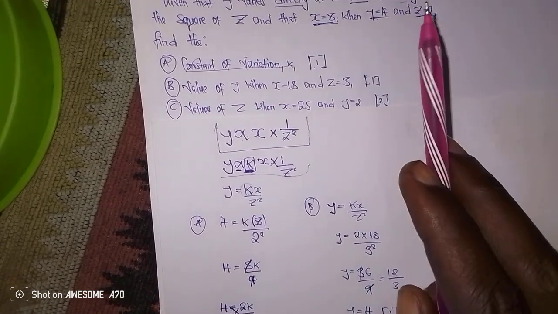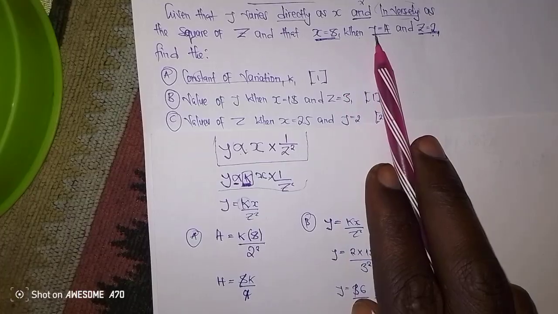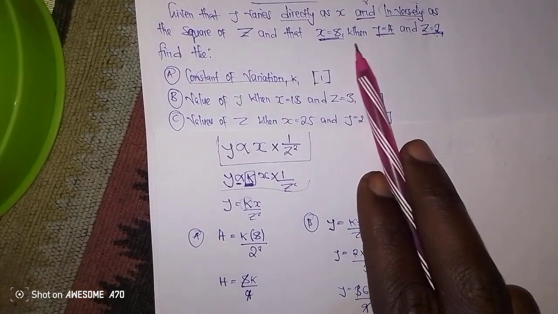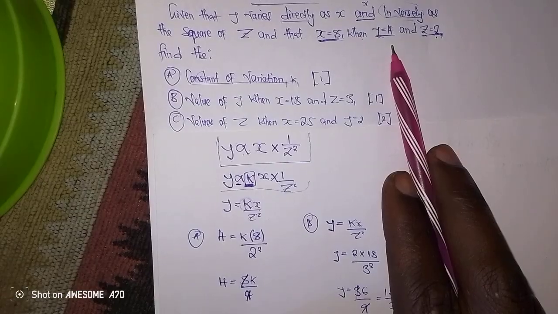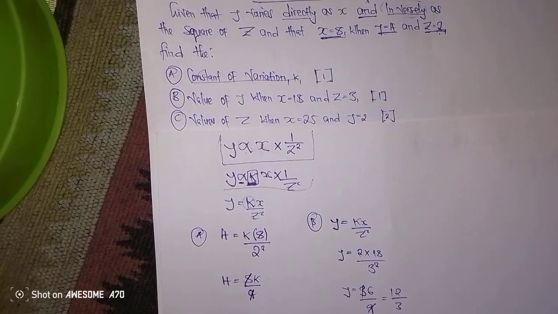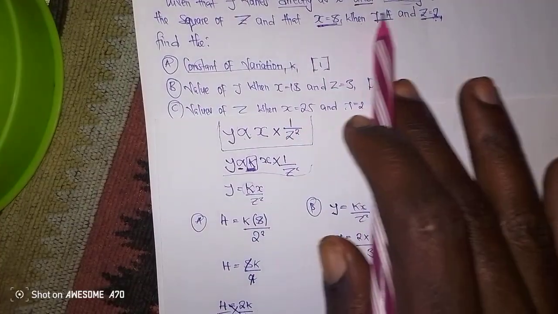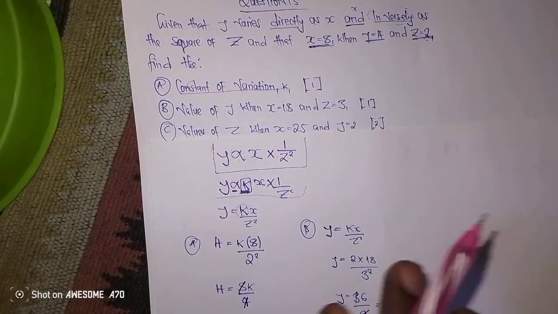So remember, these numbers that you are given are only used when you are finding the constant k of the variation, and then now you begin to answer. Once you just use this, it ends there.